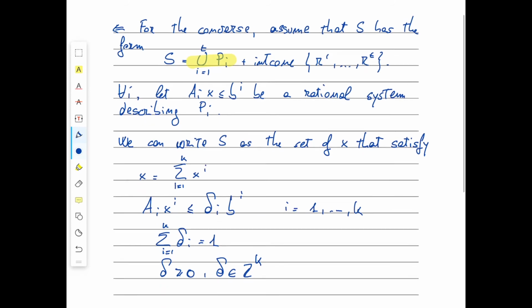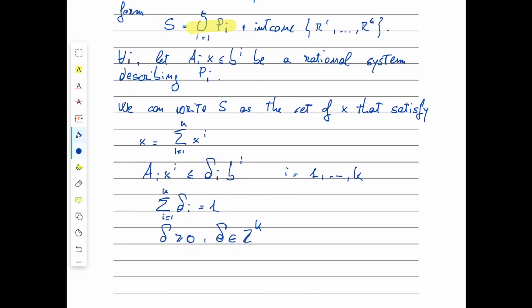Good, so this is a formulation for just the union of the Pi's. Now we have to add to it the integer cone of these rays. So how are we going to do it? Well, we add it directly to the x, to the first equation here in my system. We add plus the sum for j equal 1 to t of mu j rj, and of course we need mu greater than or equal to 0 and mu in Z^t. And this is exactly a formulation for the set S.